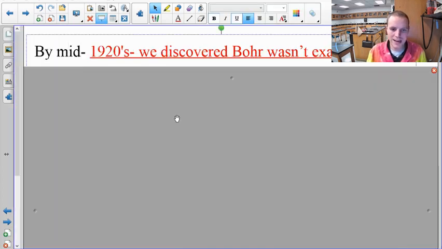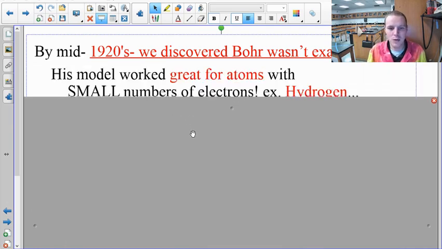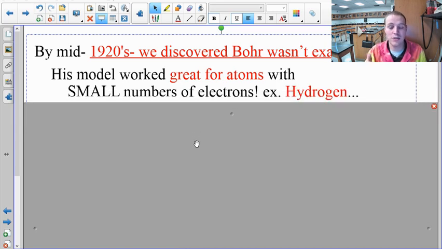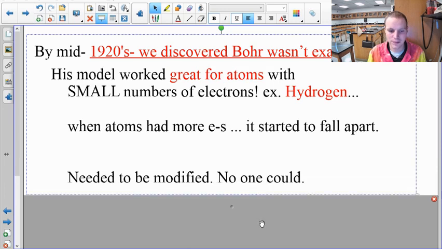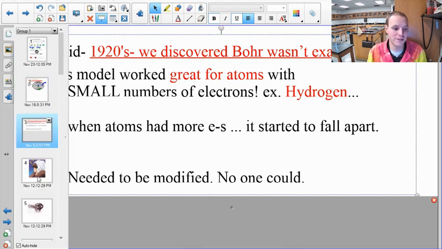By the 1920s, we discovered that Bohr wasn't exactly correct. His model works great for atoms with small numbers of electrons. Again, hydrogen lots of times just has the one electron. It works great for hydrogen, pretty good for helium, okay for elements after that. But when atoms had more electrons, it started to really fall apart on us. So Bohr's model didn't really hold up when we compare it to most elements. We realized it needed to be modified, but no one really knew what to do. We know that this isn't the right answer, but we don't know what the right answer is in terms of our atom models.